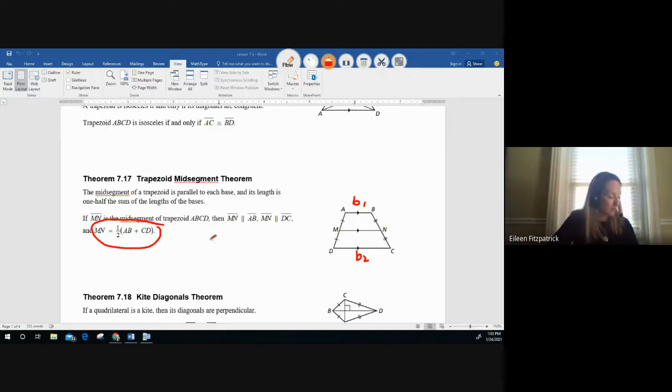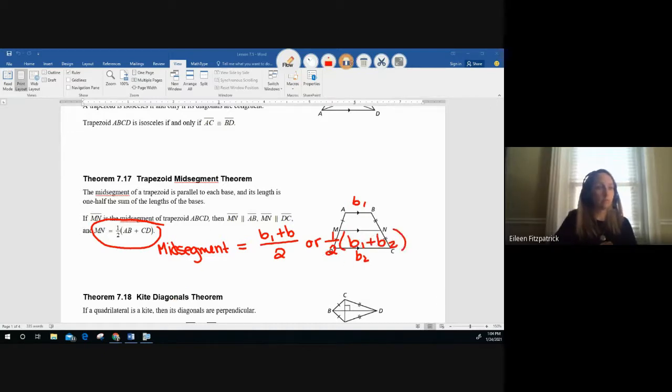Okay. So I thought it was written out, but I'll write it here. All right. So the mid-segment is equal to base 1 plus base 2 divided by 2, or 1/2 times base 1 plus base 2. Okay, so you can write it either way. Get rid of that for a second. Okay, and we'll use that later on in some problems.